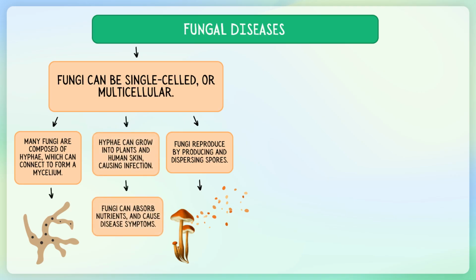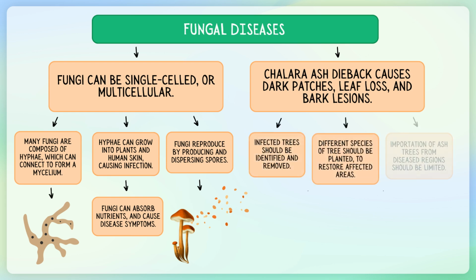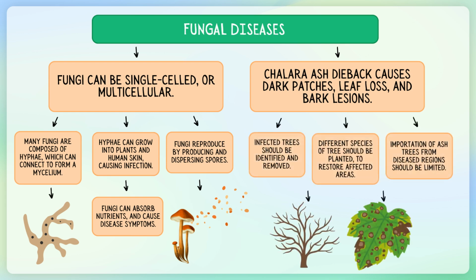We then discussed how Chalara Ash Dieback is a critical example of a fungal infection that can impact ecosystems. Chalara Ash Dieback infection is characterized by the lesions it causes on the leaves and bark of ash trees. By understanding the structure and function of fungi, as well as their mechanisms of infection and spread, we can develop effective strategies to manage and mitigate these diseases.